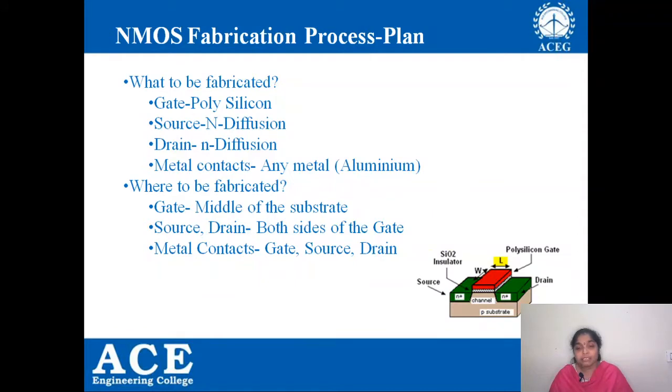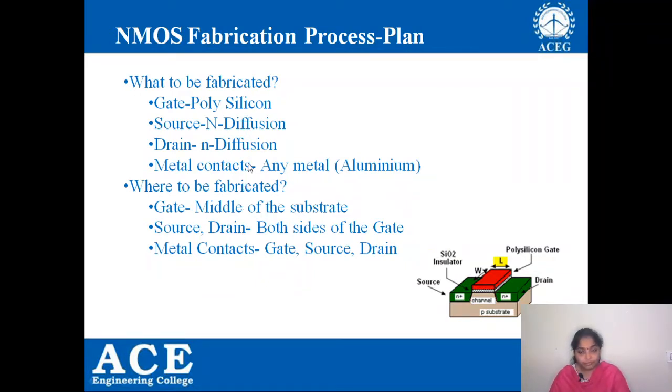So the gate has to be fabricated in the middle of the substrate, as you see here in the structure of NMOS, and source and drain, these two are to be fabricated on both sides of the gate, okay? And these metal contacts, we have to fabricate to the gate, to the source and to the drain also, okay? So this is how we are going to plan to fabricate NMOS transistor, right?